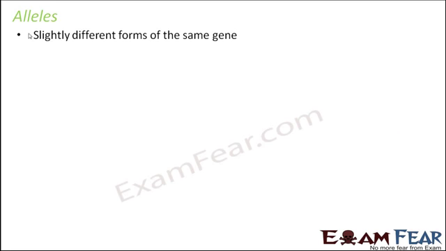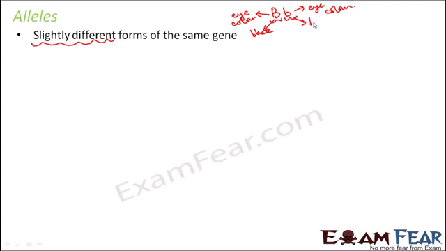So why are they slightly different forms? Because both the alleles will represent the same type of gene. For example, if this is eye color, let us say capital B, small b. These are the two alleles and they together form a gene. Now both of them represent the eye color. So this is for eye color and this one is also for eye color. Both of them represent eye color, but they are slightly different forms in the sense that this depicts a black eye color, whereas this allele depicts a blue eye color.